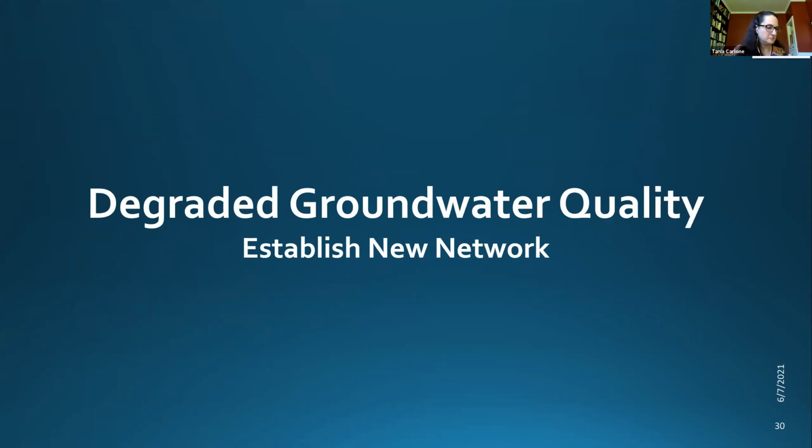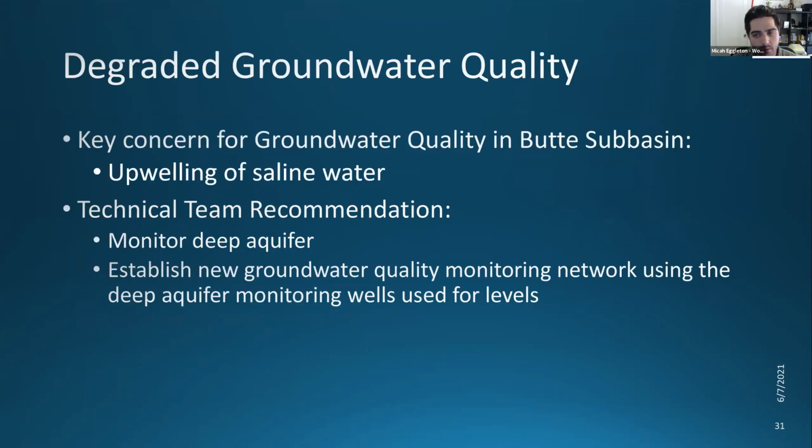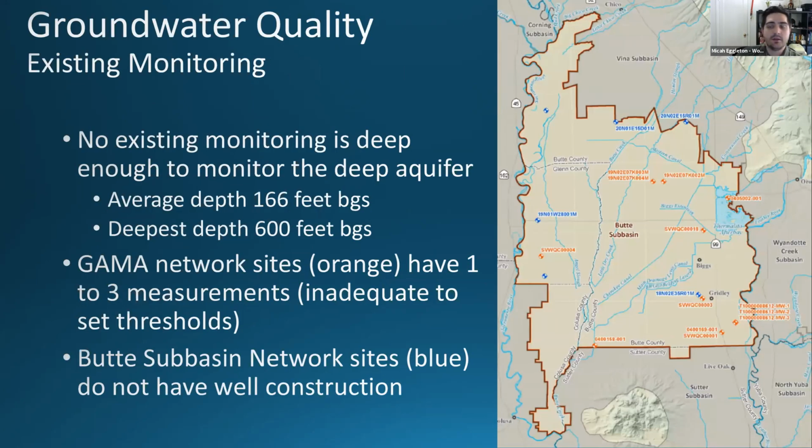All right, now on to groundwater quality. So the key concern for groundwater quality in the Butte Subbasin is the upwelling of saline water. The technical team is recommending that we monitor the deep aquifer and establish a new groundwater quality monitoring network using the deep aquifer monitoring wells used for the levels monitoring network. So not drilling new wells or anything like that. The map on your screen actually has those deep aquifer monitoring wells from the levels monitoring network.